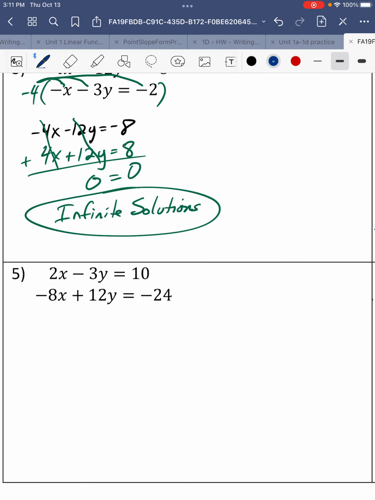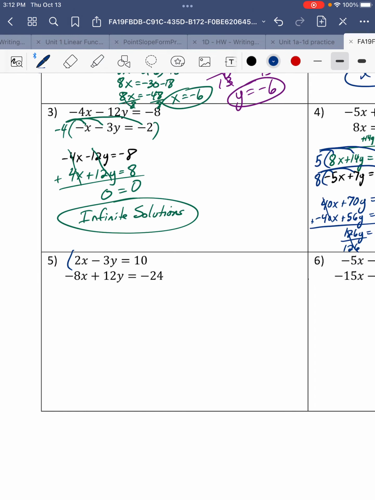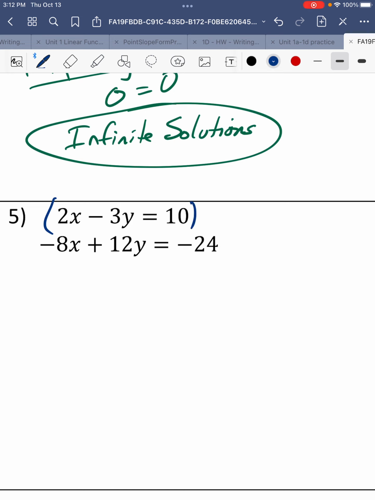Number 5. All right, we already have it set up into standard form, both top and bottom. So then I'm going to look at multiplying the top equation by 4. I'm going to try to eliminate the x terms. 8x minus 12y equals 40.